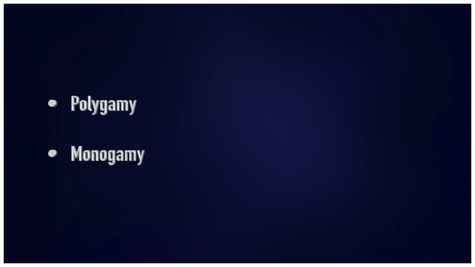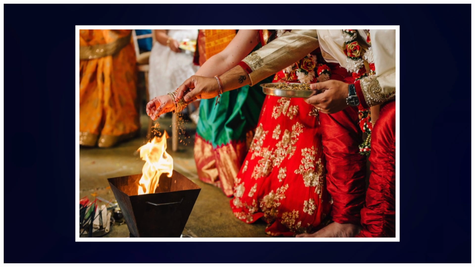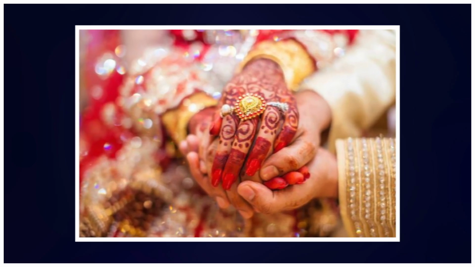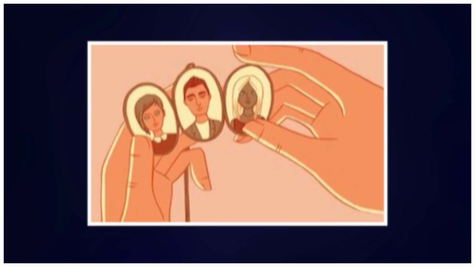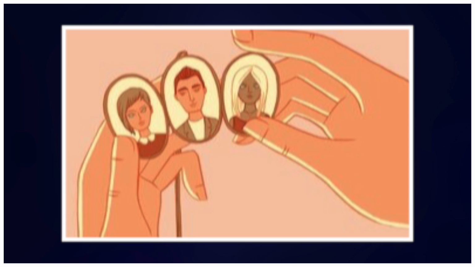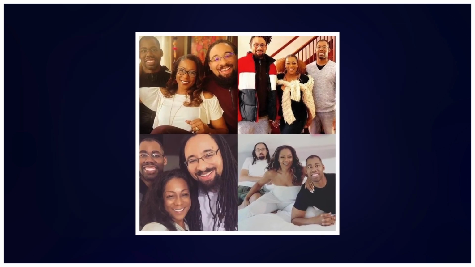Let us now discuss types of marriage. Marriage can be broadly categorized into polygamy and monogamy. Polygamy refers to marriage with more than one individual, and monogamy is marrying a single individual. Polygamy assumes two forms, polygyny and polyandry. Polygyny means one male married to many females. Polyandry implies one female married to many males.